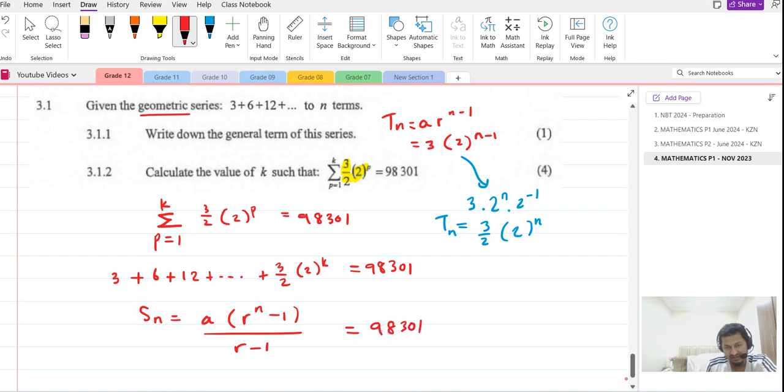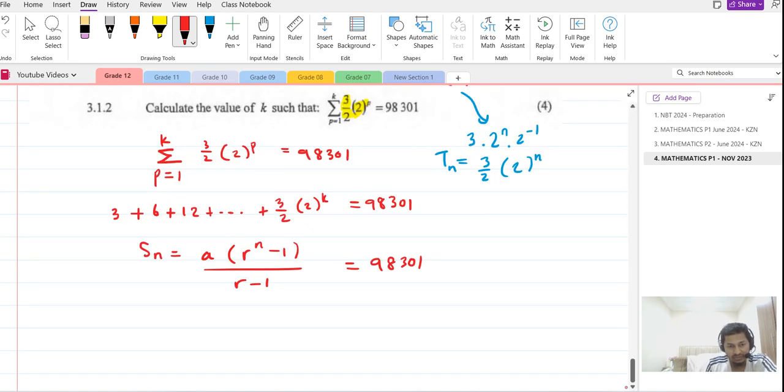Now for Sn, we don't know how many terms there are, so we replace n with k because there are k terms. How do we know that? n is equal to k minus 1 plus 1, so n is equal to k terms. If you count from 1 to k, there are k terms. So instead of n, we write k. What's a? a is 3, and the common ratio r is 2, so 3 times 2 to the power k minus 1 divided by 2 minus 1 equals 98301.